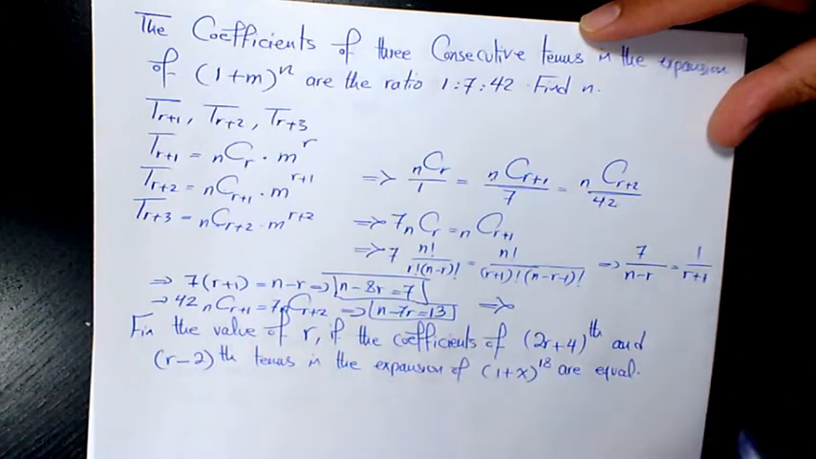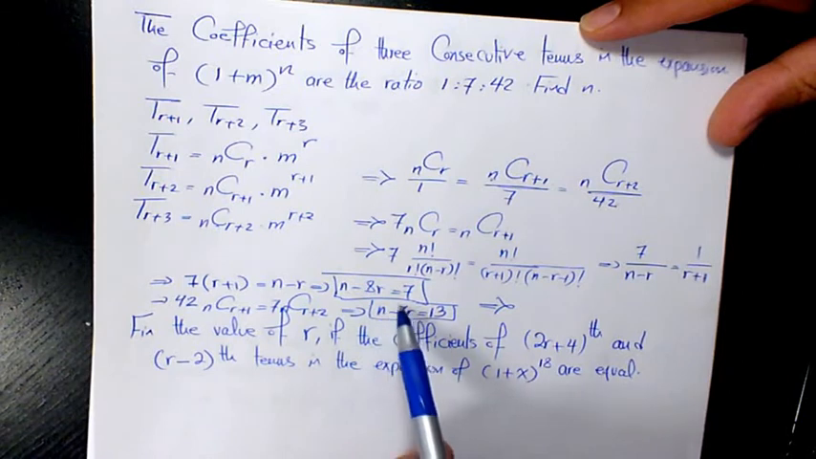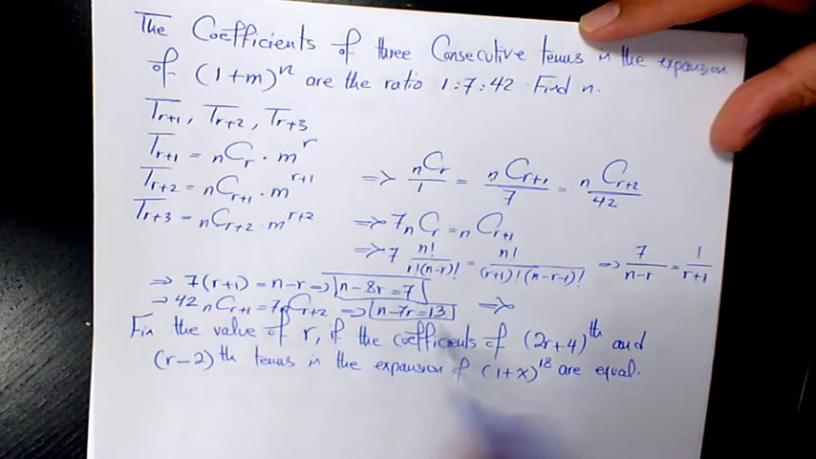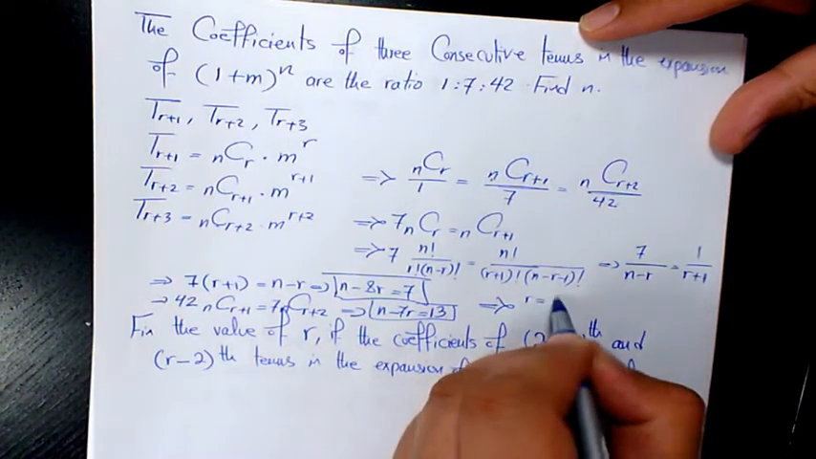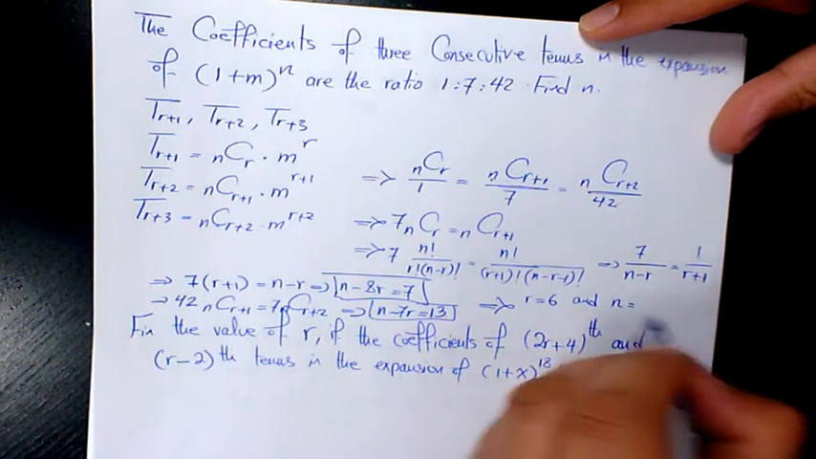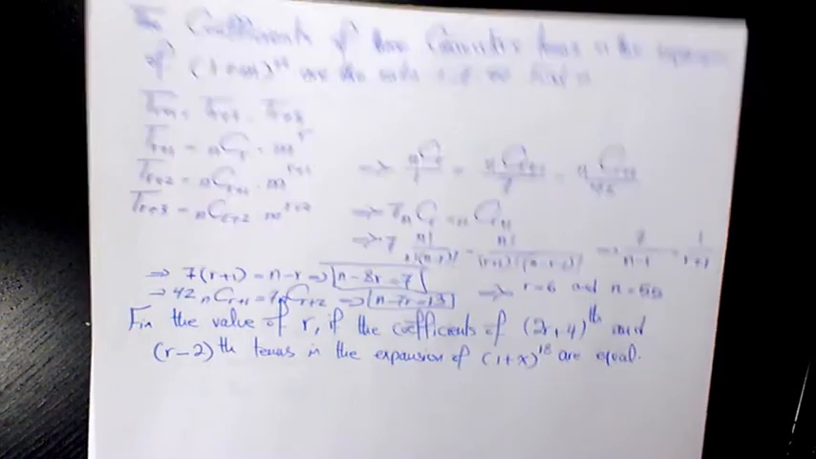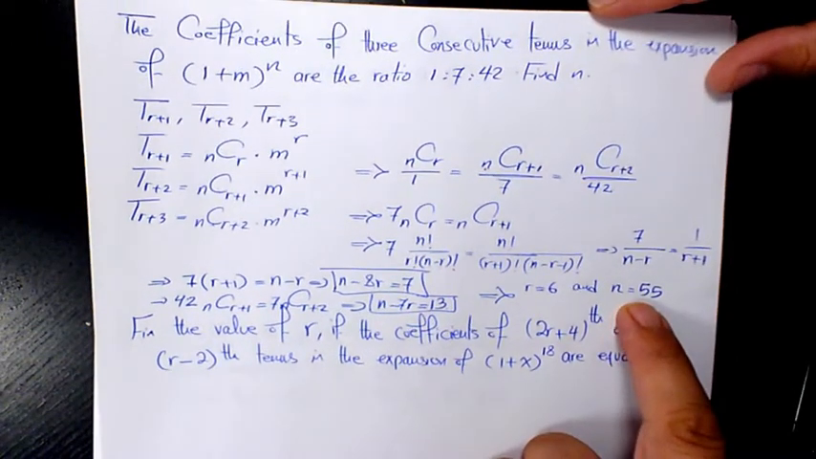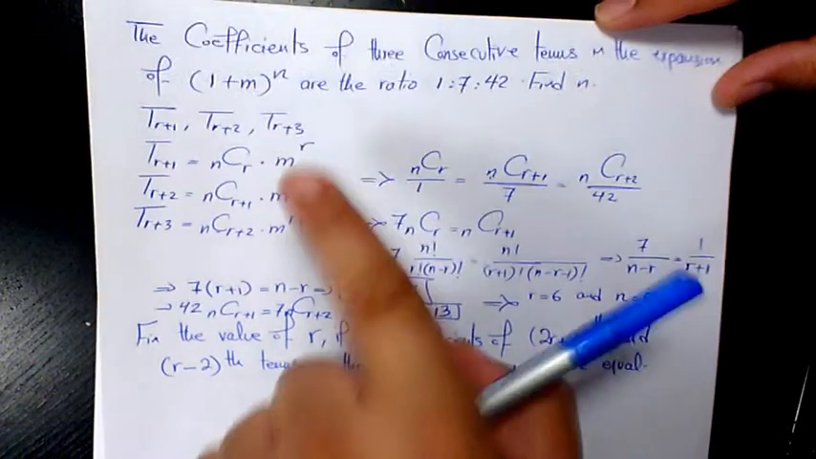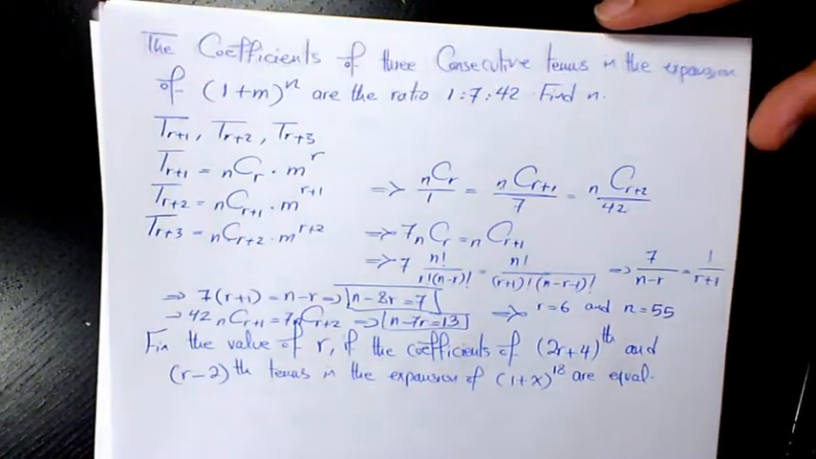Then you can conclude, based on that, n minus 8r is 7, n minus 7r is going to be 13. So r is going to be 6, and n is going to be 55. So that's how we find out the value of n. And the terms are going to be the 7th term, 8th term, and the 9th term. Now let's look at the next example.